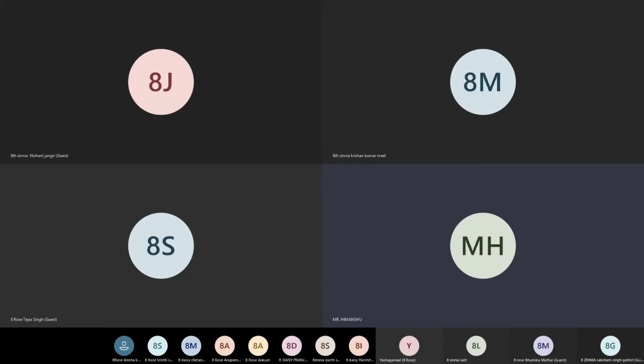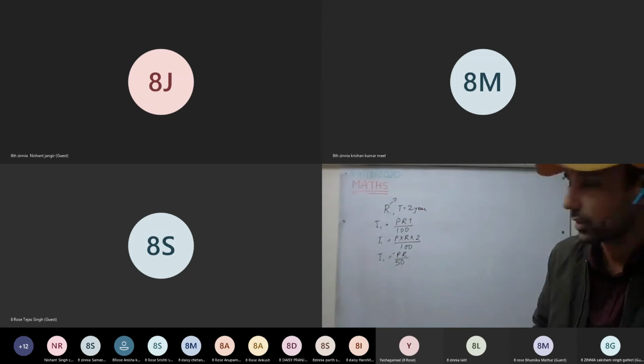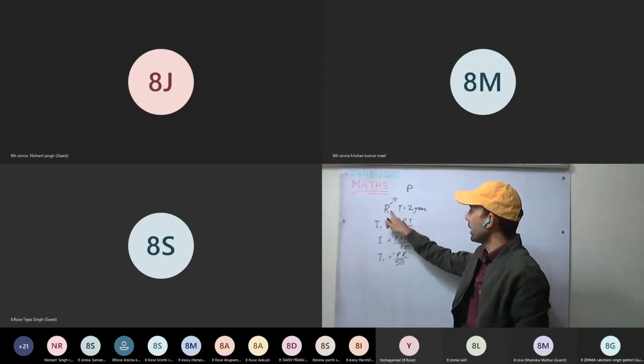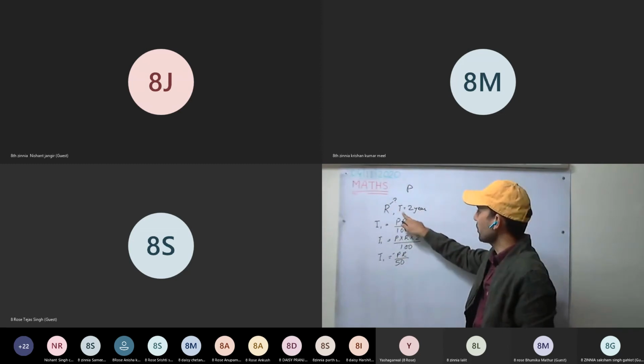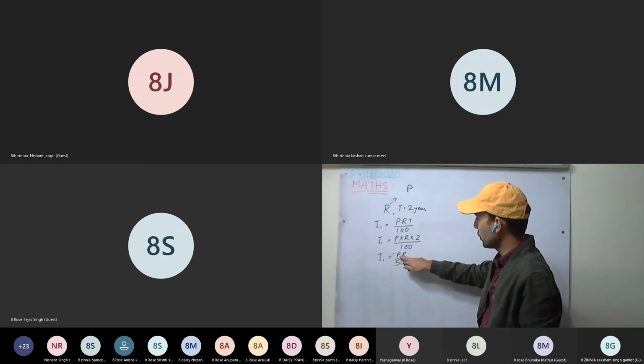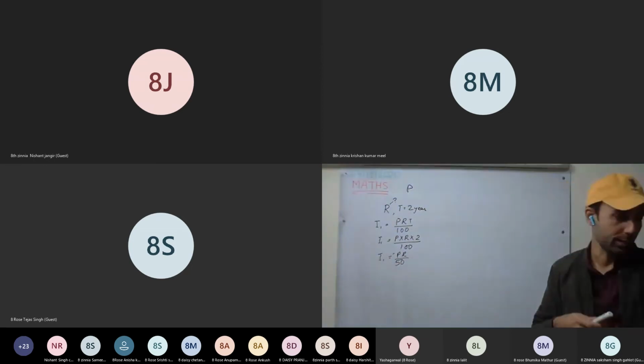Now see example 11, everyone. A sum of money is first invested for 2 years at a certain rate of interest. So let the sum of money be P and the rate be R. In the first case, time is 2 years. So we have calculated the interest: interest equals P into R upon 50. This is our interest in the first case.